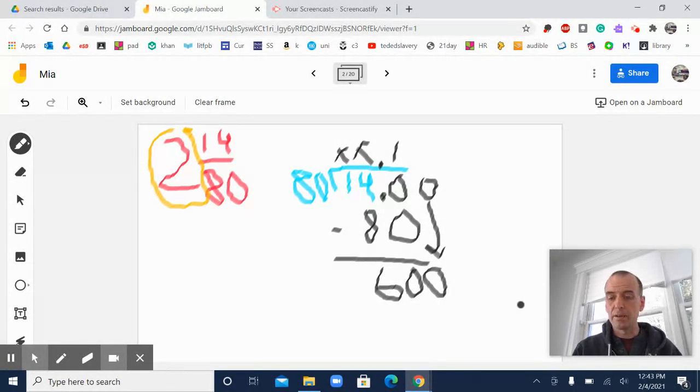Now, does 80 go into 60? Sure. And I'm going to think of it as 8 and 6. Or does 80 go into 600? But I'm going to think of it as 8 and 60. I know 8 times 7 is 56. So 80 times 7 would be 560. So I'm going to put a 7 there. And again, that's the hardest part of this, is figuring out how many times a large number goes into another large number. So 80 times 7 is 560. I subtract that.